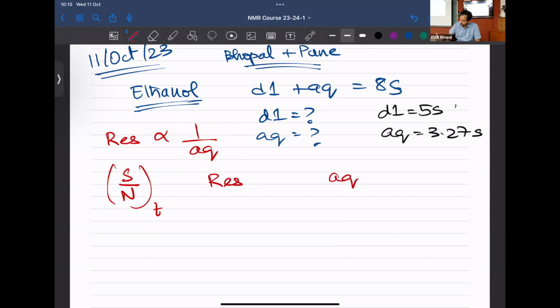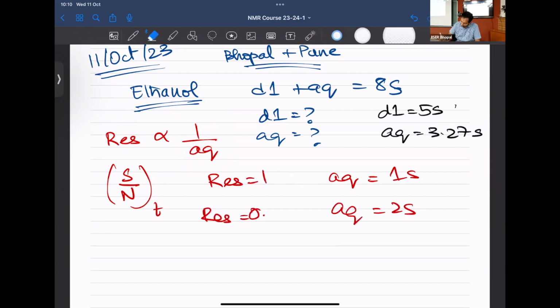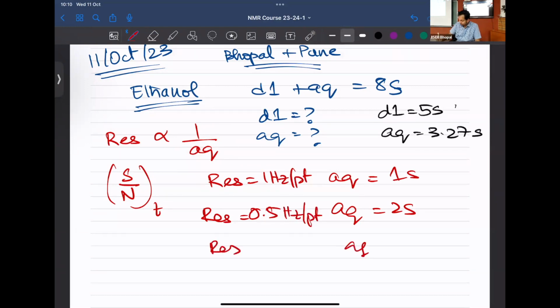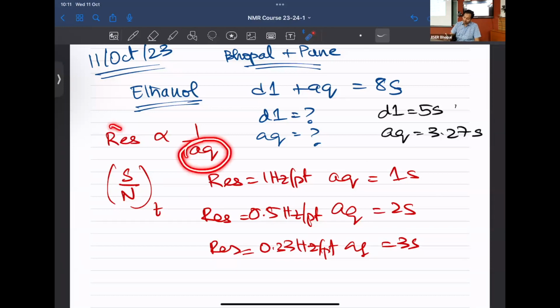Resolution, let us say for an acquisition time of 1 second, is 1 hertz per point. For 2 seconds, 0.5 hertz per point. Resolution for an acquisition time of 3 seconds will be like 0.33 hertz per point. Okay? An experiment that has a low magnitude of this number is called a high resolution spectrum. Resolution is defined as the ability to distinguish two closely spaced points. The lower the value of resolution, the higher your power of distinguishing two points that are really close to each other. Right? So that's how resolution is defined. Therefore, as you increase acquisition time, resolution increases.